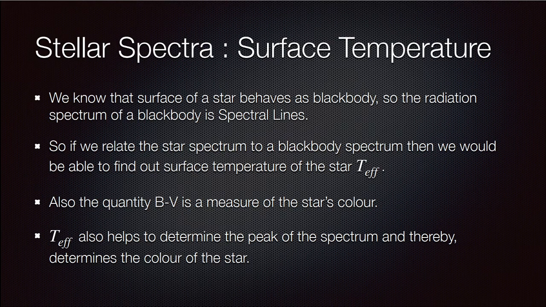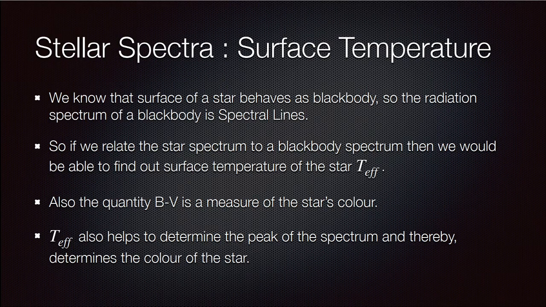Yeah. So first is surface temperature, how we determine it. In the previous lecture, we applied thermal physics in astronomy and astrophysics, and we came to the conclusion that a star's surface acts as a black body radiator. We also know that the radiation coming out from a black body is known as spectral lines. So if we relate the star spectrum to a black body spectrum, then we would be able to find the surface temperature of the star, which we denote as T effective.